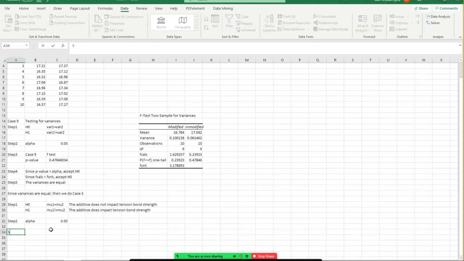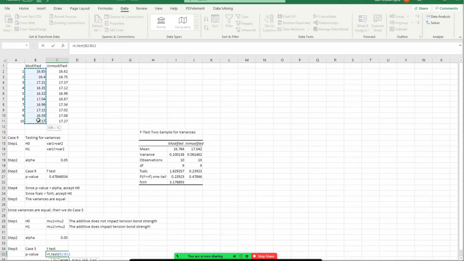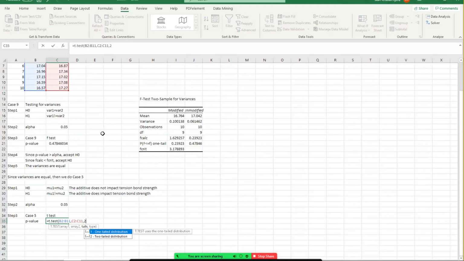Then step 3, this is case 5. And therefore, we do a t-test. I can just use the p-value approach, class. Again, there is no direction, just impact, so this is a two-tailed test. So for the p-value, t.test of array 1 and array 2. This is a two-tailed test.